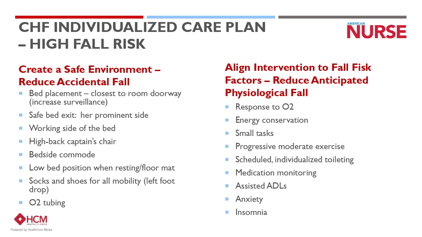Now, to complement that, on the right side are the risk factors related to the congestive heart failure that we just assessed on the prior slide. You want to monitor her response to oxygen. You want to apply interventions that deal with energy conservation, maximizing her ability to function when she's feeling stronger or the oxygen level is higher, more appropriate. Completing small tasks rather than doing multiple long things at a period of time. Progressive moderate exercise, scheduled individualized toileting. You have to do that because she's going to be on diuretics, have some IVs going. So you have to set up an individualized toileting program. Medication monitoring: how is she responding to new medications that she's getting to treat her congestive heart failure? Making sure she has help with all her activities of daily living. And you know she's going to be anxious, and she may even have some sleep problems.